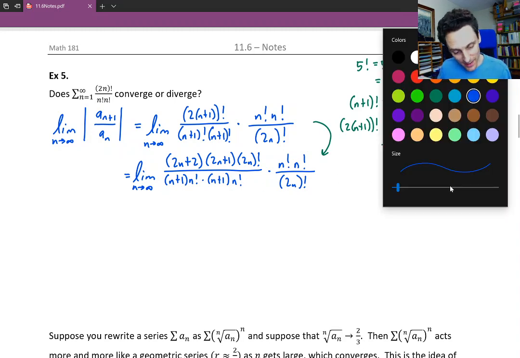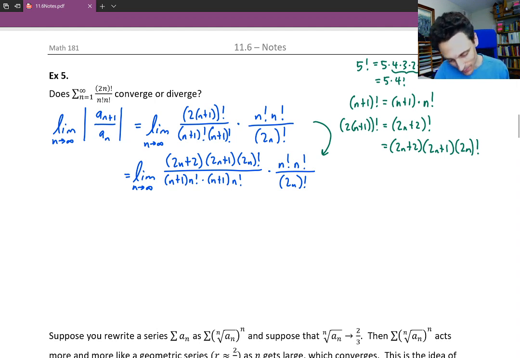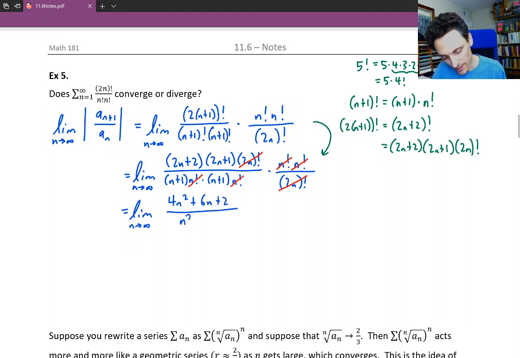So now we get to have a big canceling party where we get to cancel off the 2n factorial with the 2n factorial, the n factorial with the n factorial, this n factorial with this n factorial. All kinds of stuff is just canceling. Now what's left we're going to distribute out. We're going to write this as 4n squared plus 2n plus a 4n, that's 6n plus 2, over n squared plus 2n plus 1.